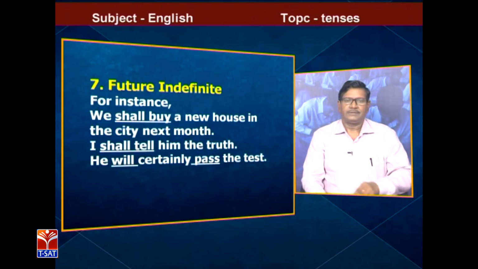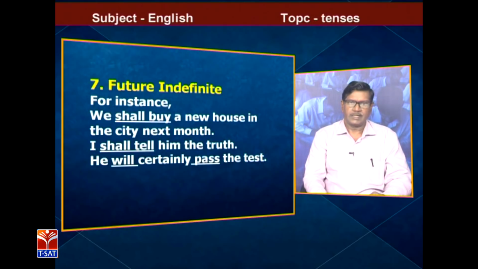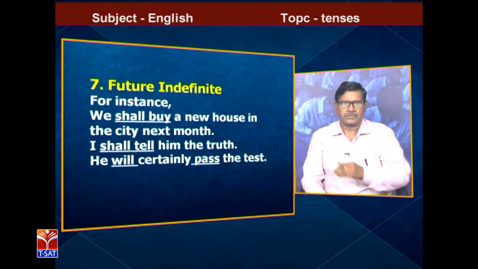The next month. So, that way when we want to express an event or an action which is still to take place, that means which is going to take place sometime in future, in such instances we use simple future tense or future indefinite. I shall tell him the truth. So far I have not told him the truth, but I shall tell him truth sometime in future.